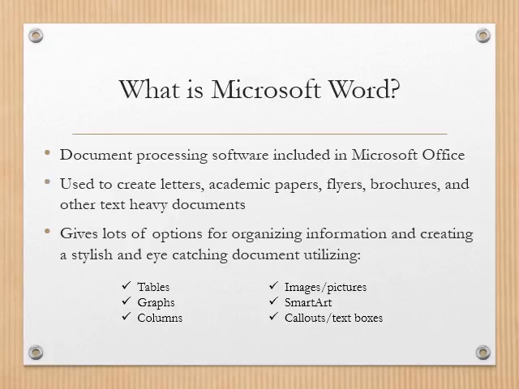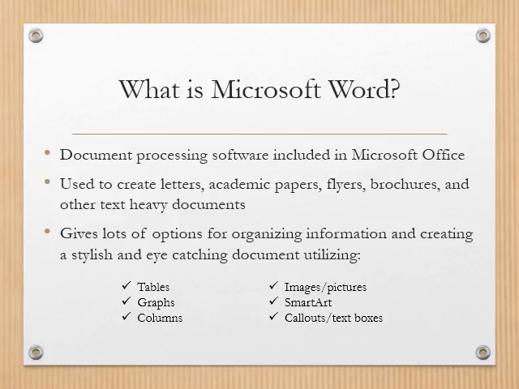First, let's answer the question, what is Microsoft Word? Microsoft Word is the document processing software included in Microsoft Office. You can find it online in your Office 365 account, or it is also available in the Darton Campus Computer Lab. It can be used to create a variety of files, including letters, flyers, brochures, other text-heavy documents, and academic papers, which is what we will be focusing on here.